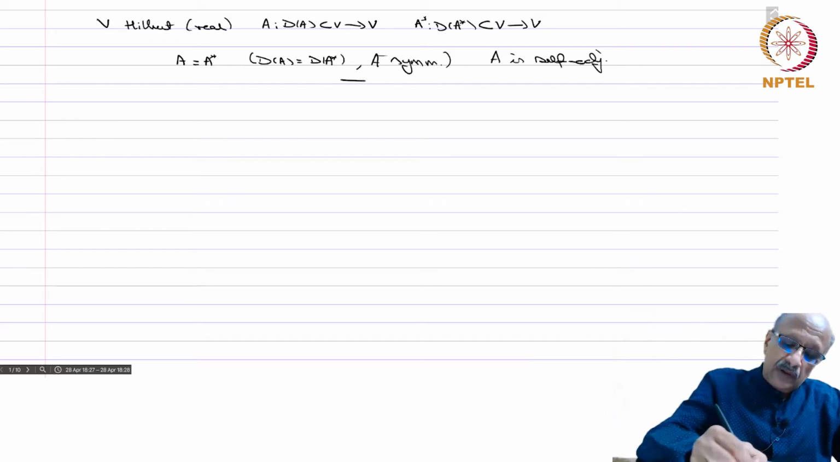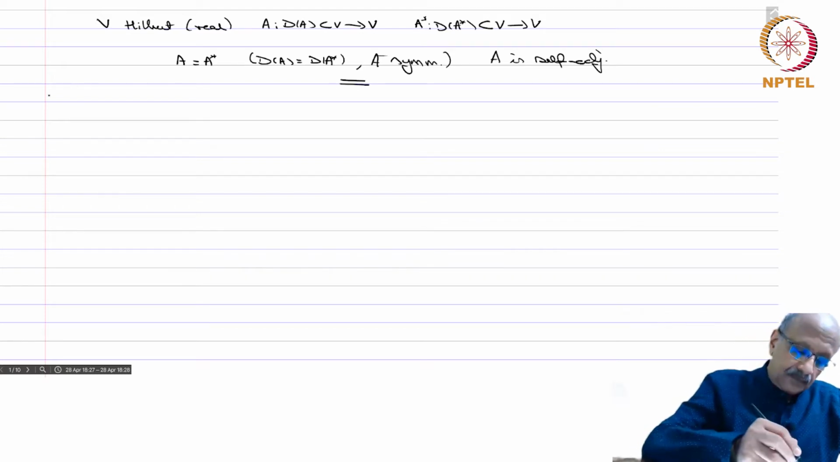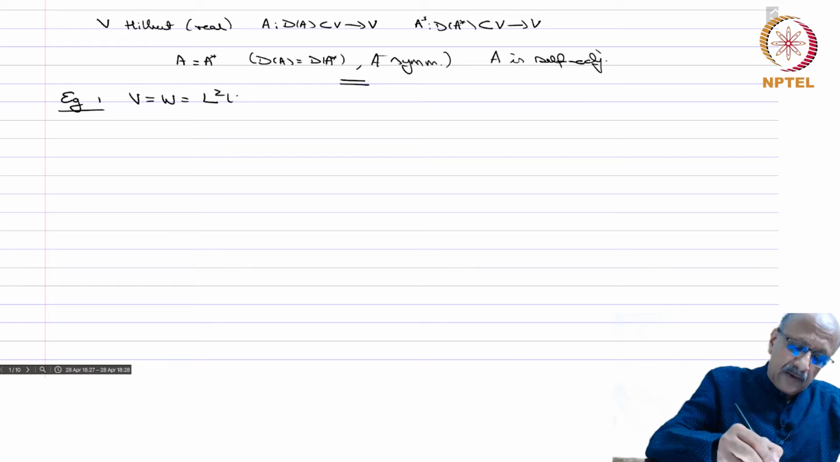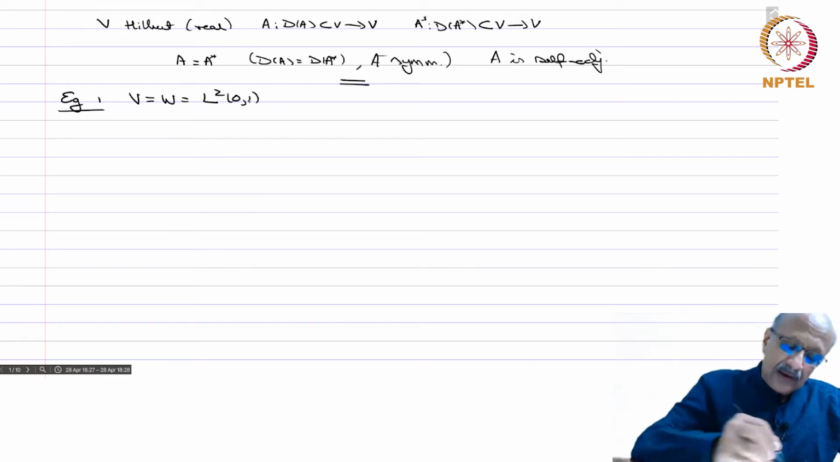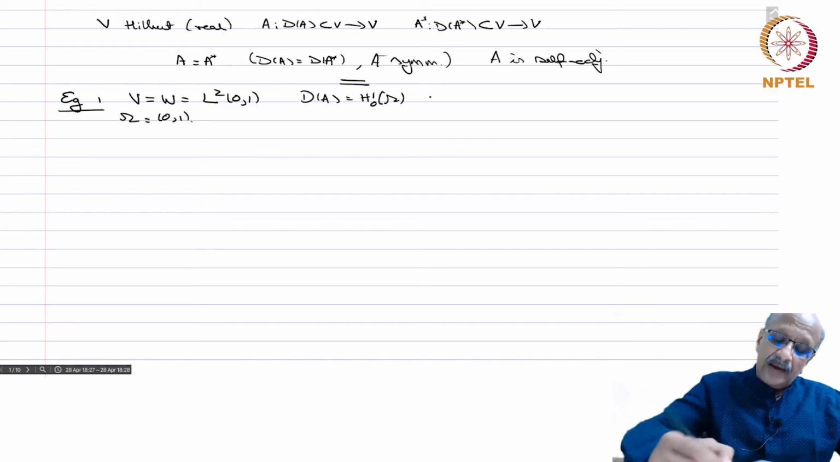Okay, so now we will see a couple of examples for the adjoint. First example. We go back to the examples which we looked at last time. So V equals W equals L2 of omega, omega equals (0,1) in fact, and we had D(A) equals H1_0 of omega, and A of u is nothing but u dash if u is in D(A).